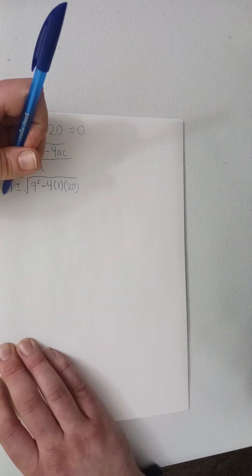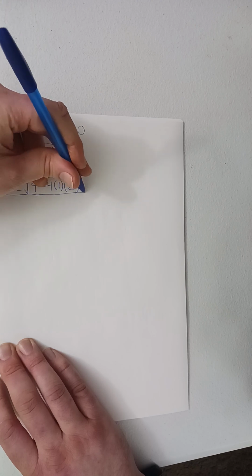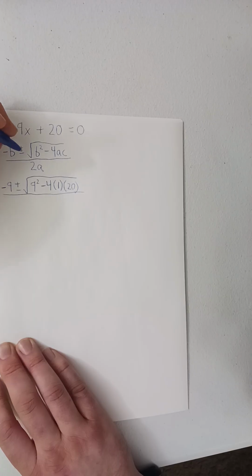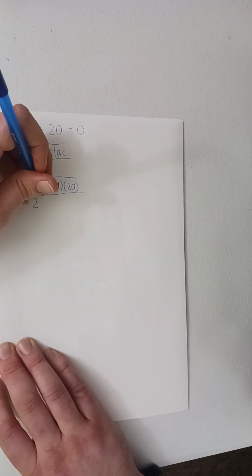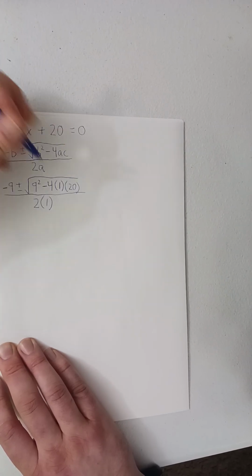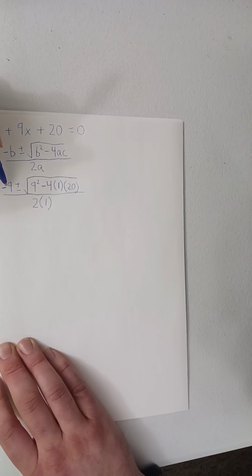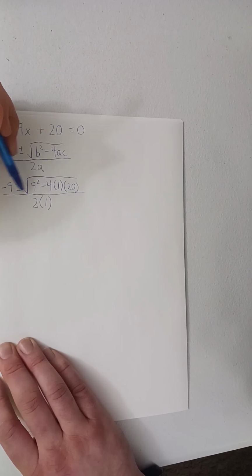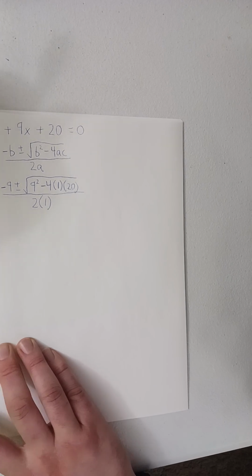I've implicitly already done this by going back and forth, but if it was hard for you to focus on all the characters and stuff that I wrote down, we're doing this just with the formula itself. So 2 times 1. So the negative b is 9. B squared is 9 squared minus 4 times, then a is 1. C is 20, then divided by 2 times a, which is 1.